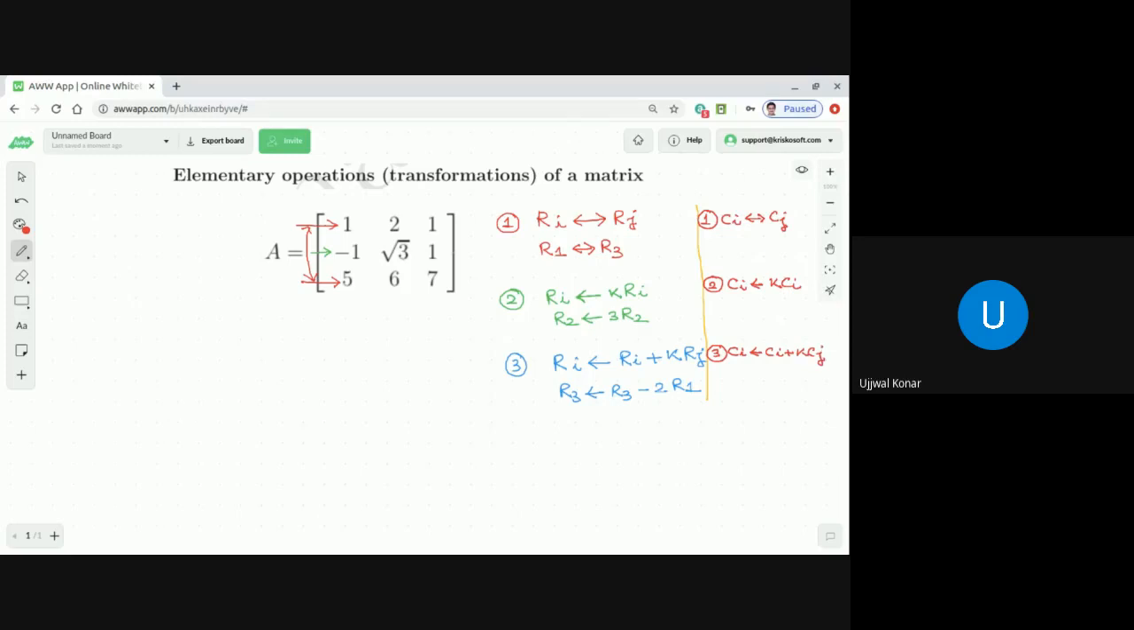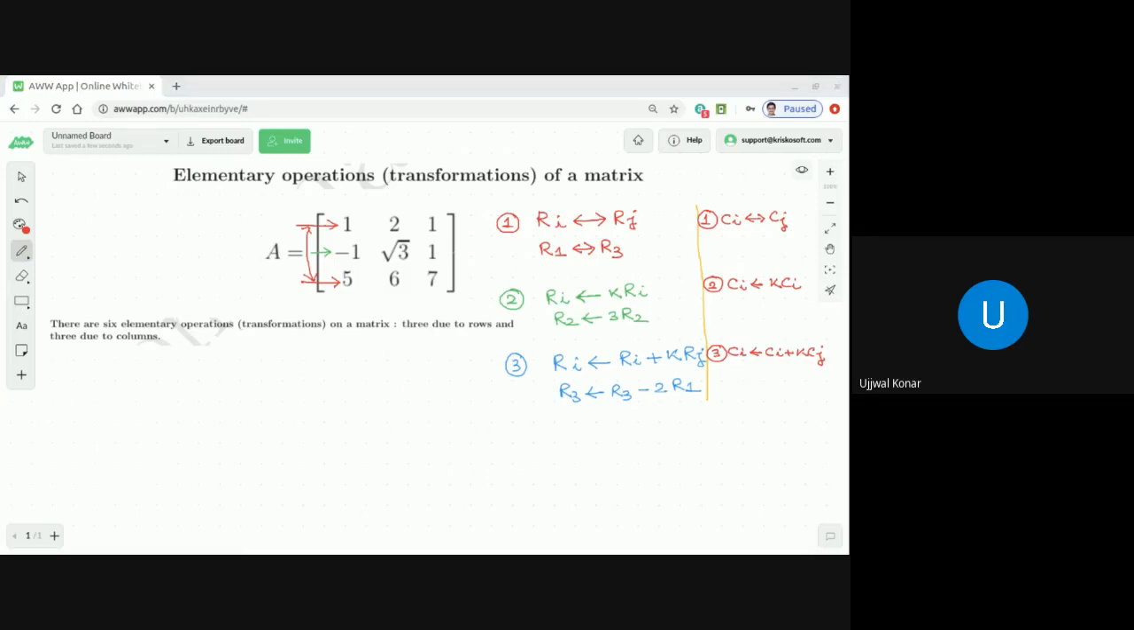So, just like the 3 row operations, there are similar 3 operations for the column. This is what is known as the elementary operations or transformations. Now, how can we proceed with this? Let's look into it. There are 6 elementary operations or transformations on a matrix, 3 due to rows and 3 due to columns. What are those? That we are going to learn now.